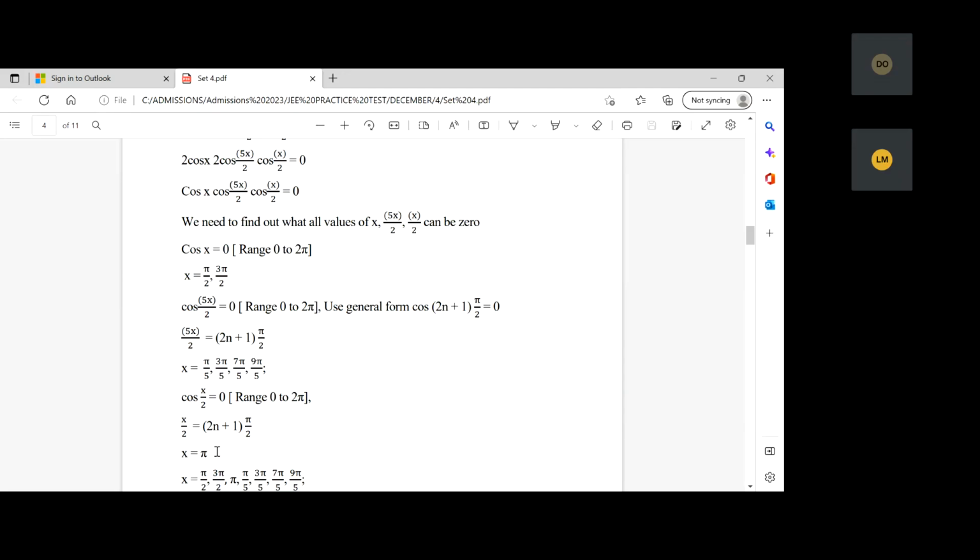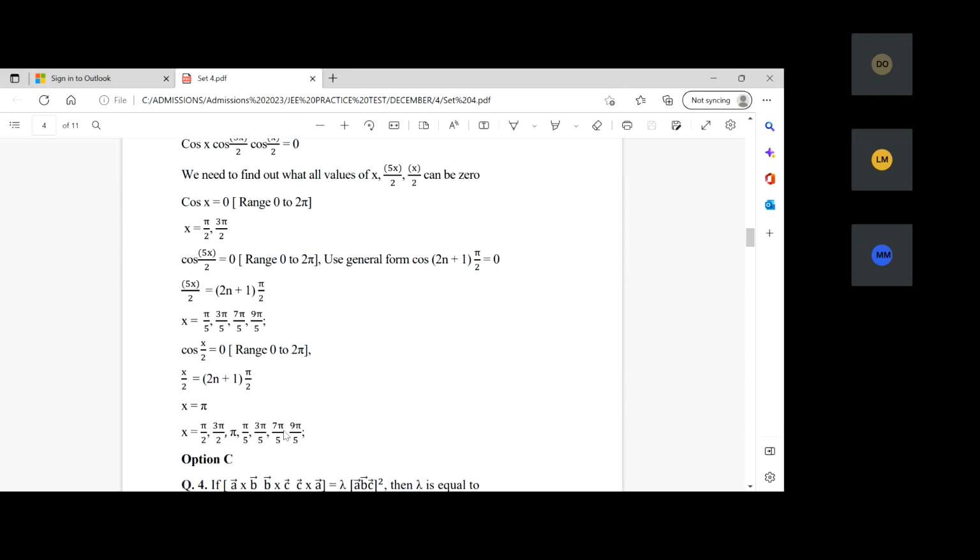So, for the initial range, for cos x equal to 0 you have these two values, cos 5x by 2 equal to 0 you have 4 values, and cos x by 2 equal to 0 you have 1 value. So the total combinations will be 7. The total number of values for which it could be 0 is 7. A lot of students have opted for this one. So the correct answer is option C.